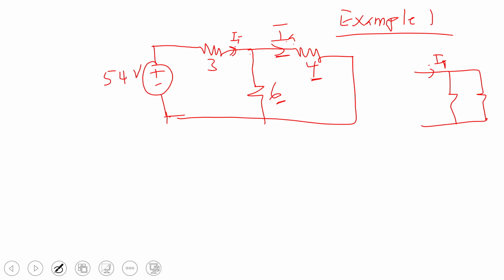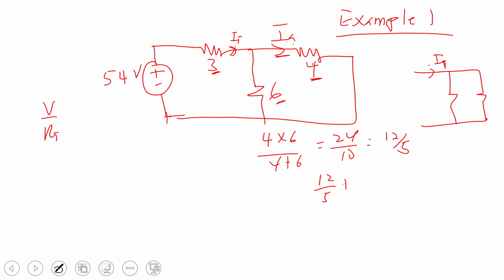So how do I find the total current? We all know I have to find the total resistance, and then I will do the voltage divided by the total resistance, and I get the total current. So how do I find the total resistance? Realize 4 and 6 are in parallel, so 4 times 6 over 4 plus 6, and this is 24 on 10, and that's 12 on 5, right? Now this 12 on 5 is in series with the 3, and I'm going to get 27 on 5. So the total resistance is 27 on 5.